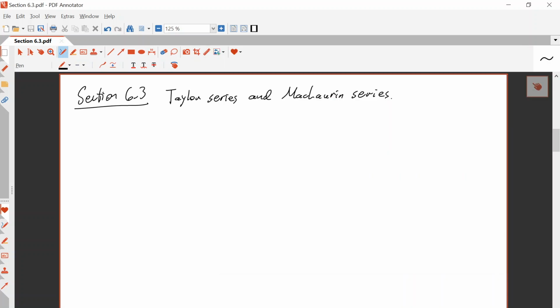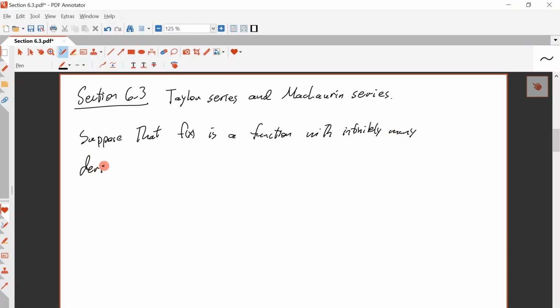Everybody, this is the lecture on section 6.3, Taylor series and Maclaurin series. So what we want to do is the following. We want to suppose that f of x is a function with infinitely many derivatives at x equal to a.